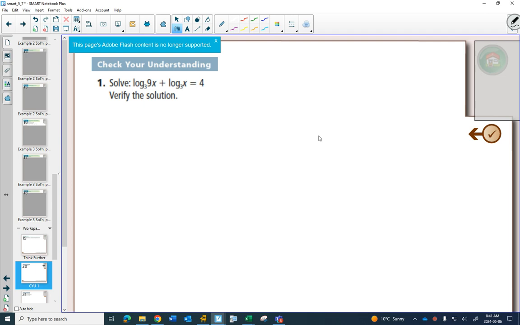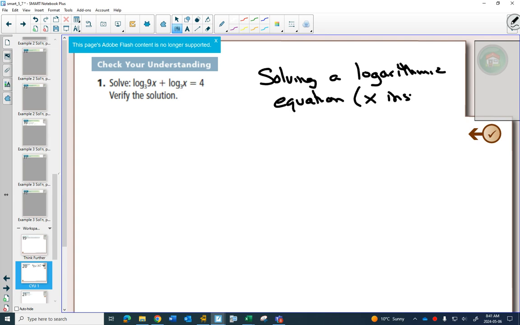And now we're going to look at solving equations where the x is either inside a logarithm or inside as an exponent. So this right here is solving a logarithmic equation. That means you have an x inside of a log. And these are where our log laws that we've been practicing, this is where they're useful.